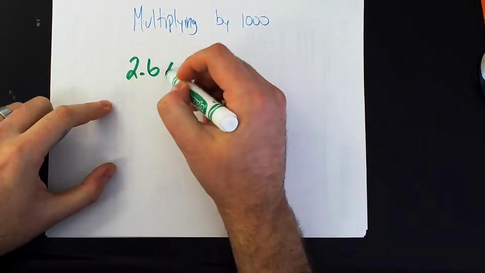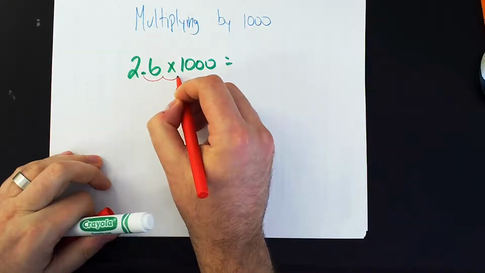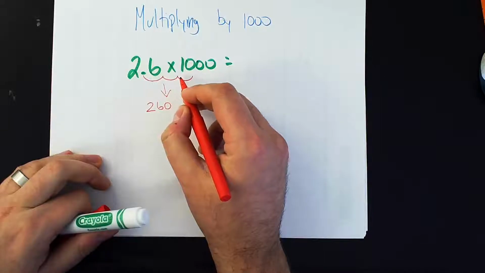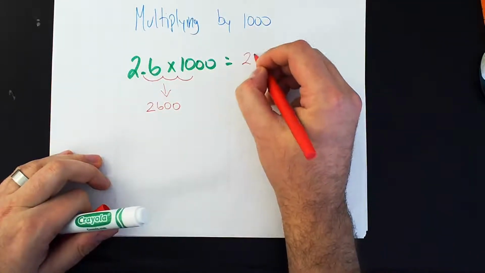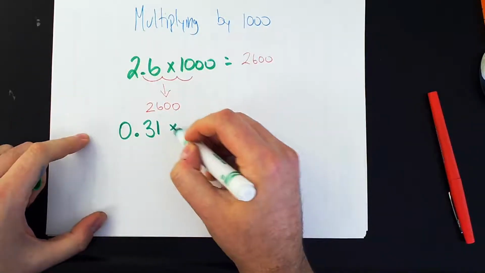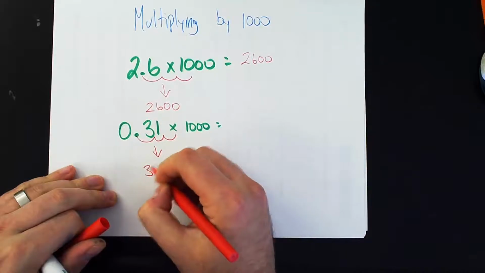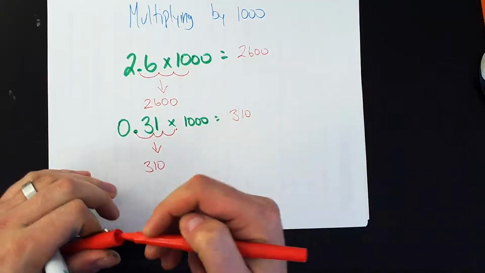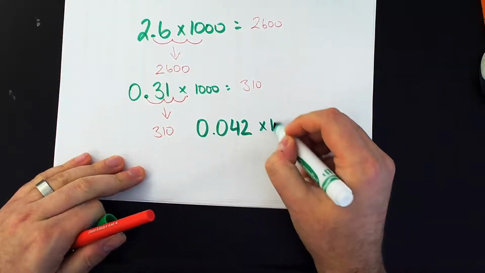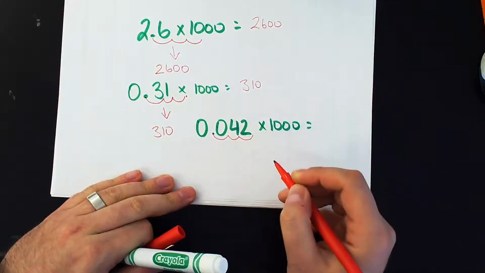Let's do 2.6 multiplied by 1000 equals, well, we take the decimal, 1, 2, 3, because there's 3 zeros. So we move it down here so we can see it better. The answer would be 2.6 multiplied by 1000 is 2600. Okay. Even if the number is 0.31 times 1000. Take this decimal, 1, 2, 3, gives us an answer of 310. Okay. And even if we did it with a number like this, 0.042 times 1000. Move this decimal over 3 times, 1, 2, 3, get an answer of 42.